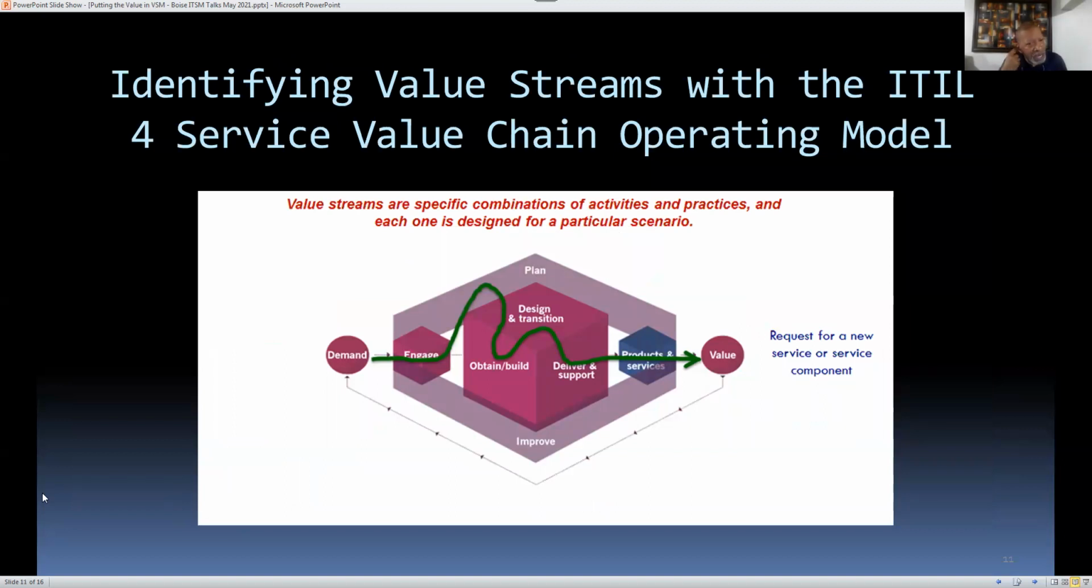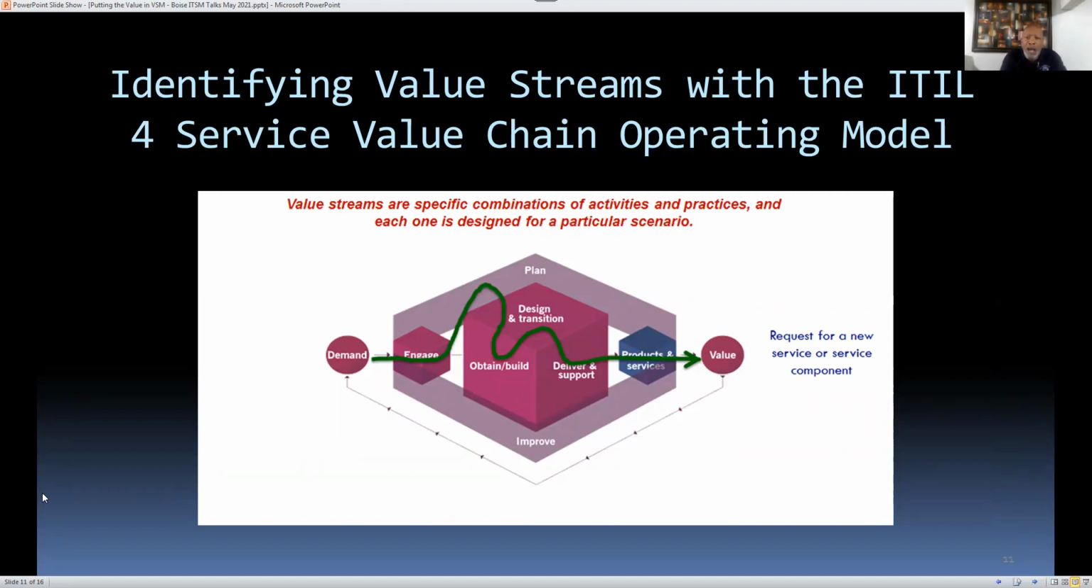So what you see here is one example using ITIL 4's value chain, which I defined earlier as ITIL's own value stream. This has to do with a major enhancement that you might be making to some solution. And all of those action words, engage, plan, design and transition, obtain and build, deliver and support, are the things we're going to go through based on that type of demand.